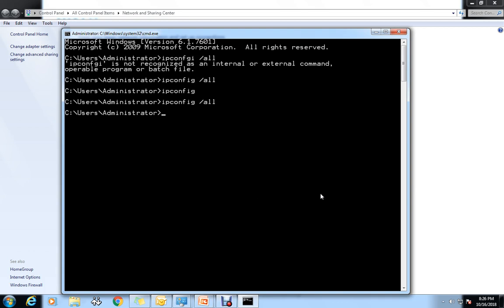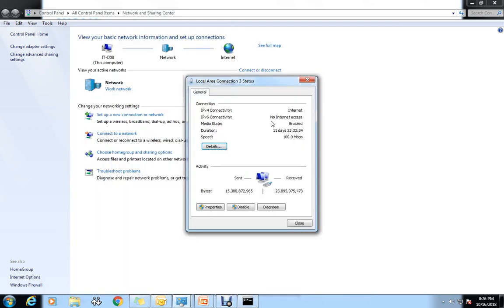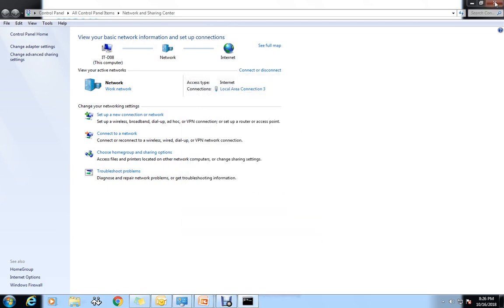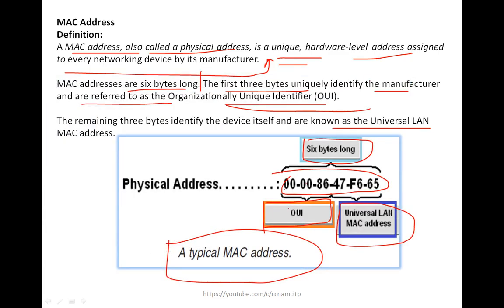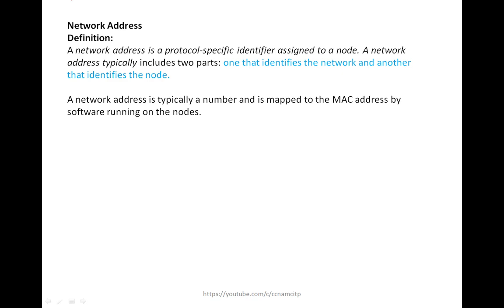I don't know why it is not coming, but we should come that information here also. So let me just put, okay, leave it guys. So you can say you can find this MAC address here also. Okay, and next thing, let me move to next one, network address.